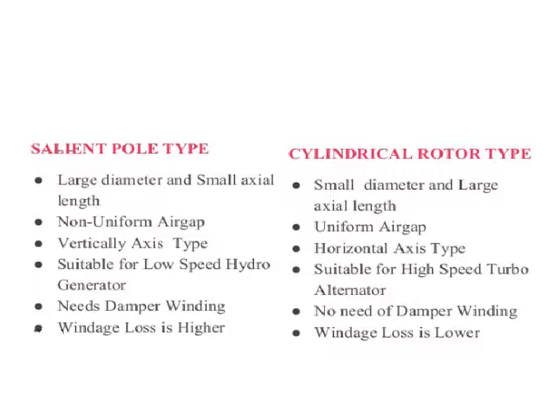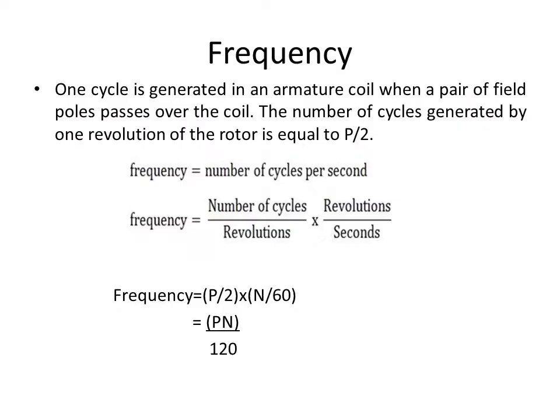It's a very important question asked in old question papers: what are the differences between salient pole type rotor and cylindrical pole type rotor? You need to draw the diagram, and along with the diagram, you need to explain the differences between the salient and non-salient type rotor. And the frequency. What is the frequency of the generated EMF?